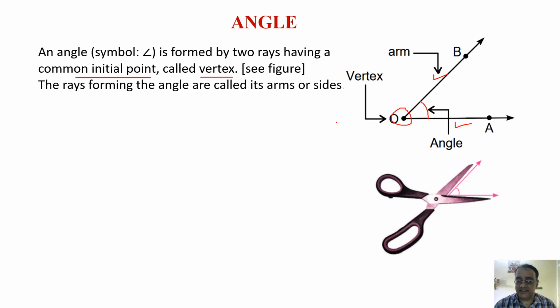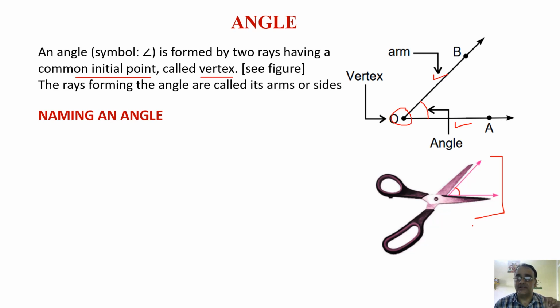Now how to name this angle? Next, see, angles are present in our day-to-day life also. When we see these scissors, some angle is formed between these two. And you can see the corner of your room, in the corner also an angle is formed. Okay. So now the next topic is naming an angle.